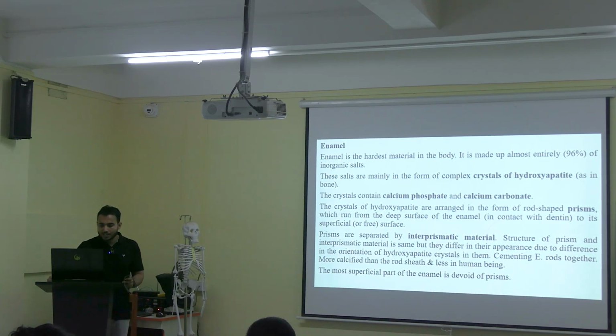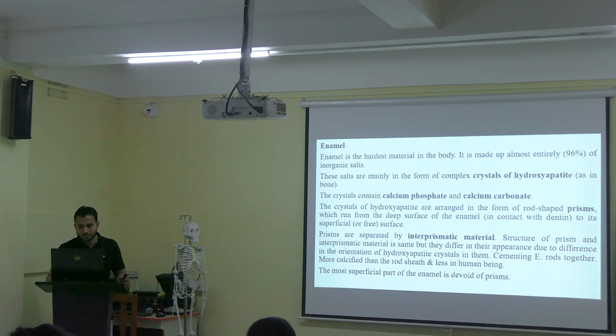And in the most superficial part of the enamel, these prismatic crystals are absent. So the most superficial part of the enamel is devoid of prisms, which means the enamel is lacking the prism-like rods on the superficial part.